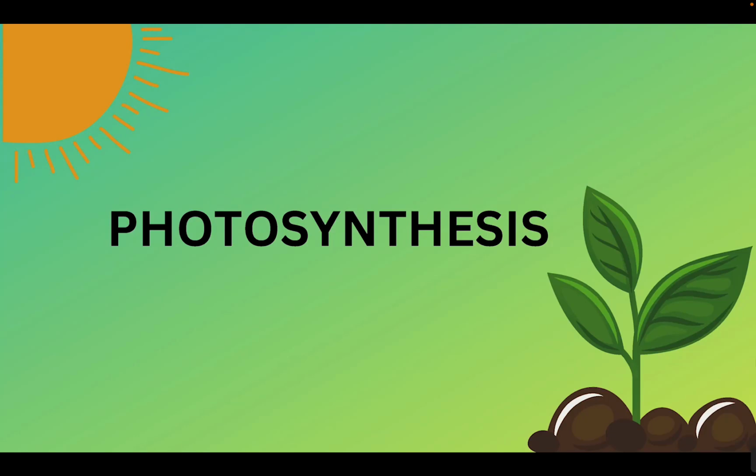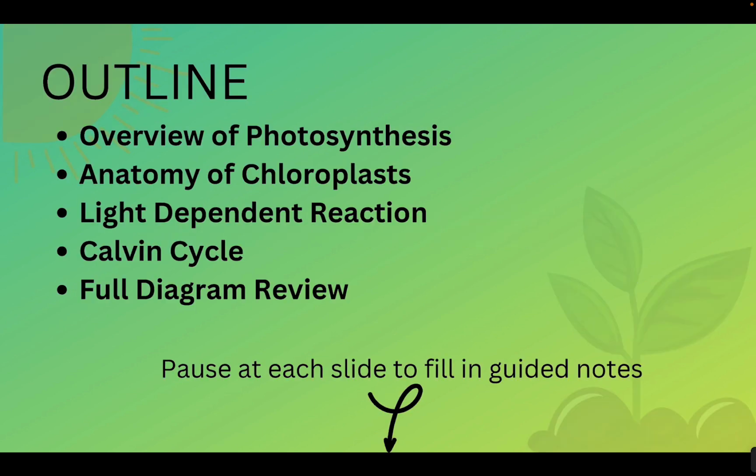In this set of notes today, we're going to be talking about the wonderful process of photosynthesis. So let's go over the outline for today's notes. I'll start with just a general overview of photosynthesis and its equation, then a brief description of the anatomy of the chloroplast. Then we'll break down the stages of photosynthesis between the light-dependent reaction and the Calvin cycle, and then I will go over an entire diagram review of the process of photosynthesis.